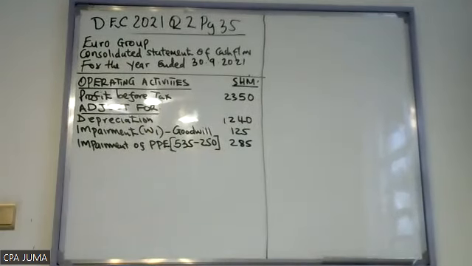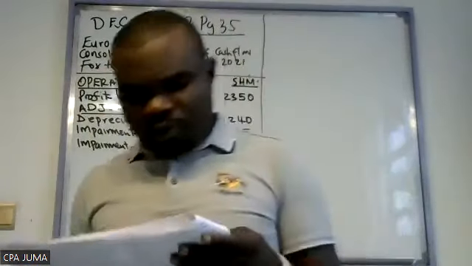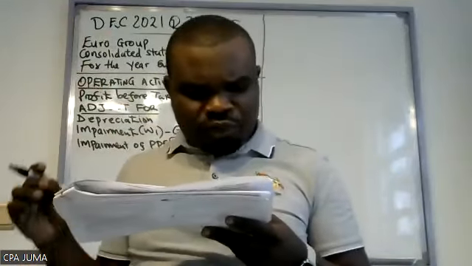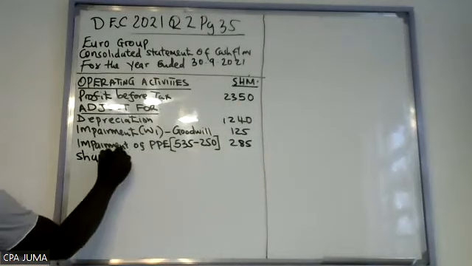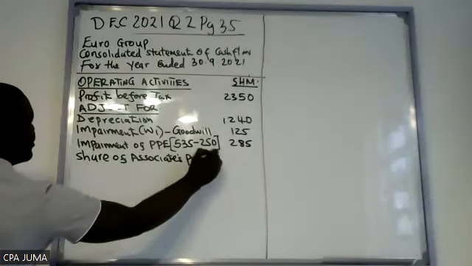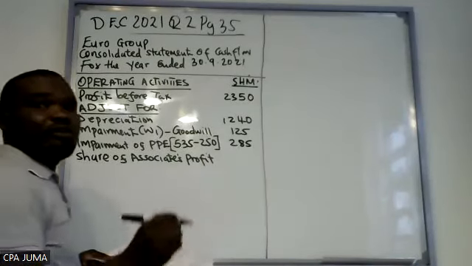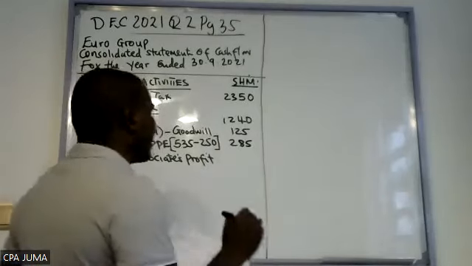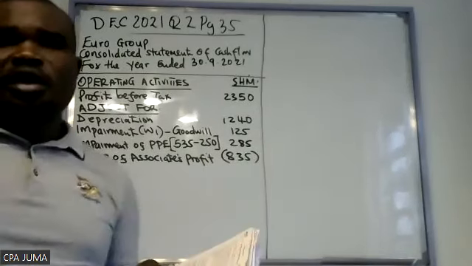Go to P&L. Check for me any expense which has been recognized or income which is non-operating. So revenue, tick. Cost of sales, tick. Operating expenses, tick. Share of profits of associates, no. Share of associates' profits is 835. It is not an operating income. You subtract, I mean, 835, you less.